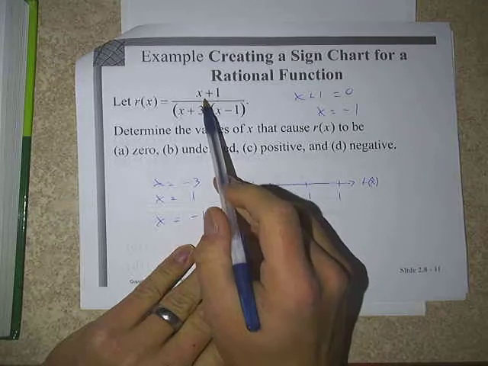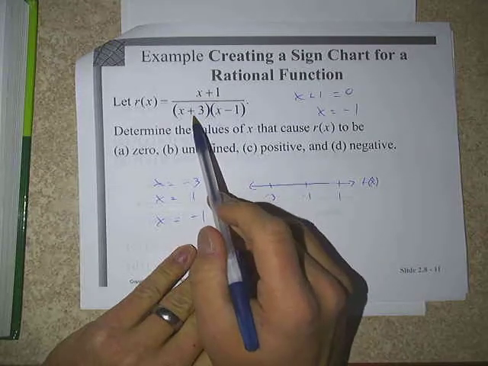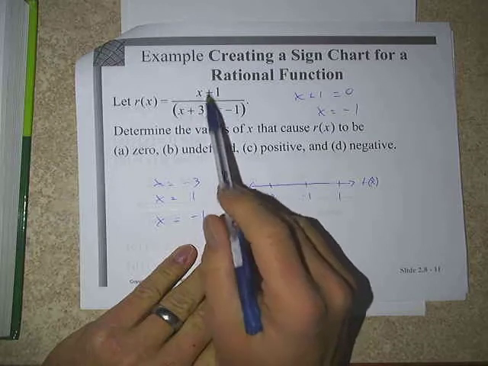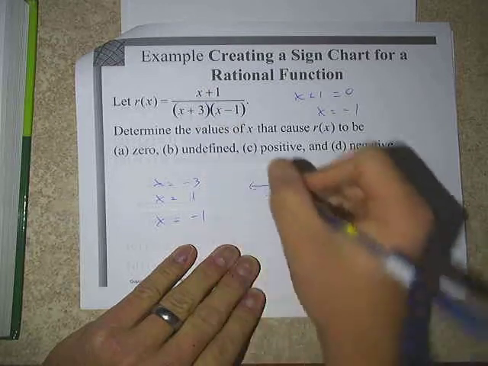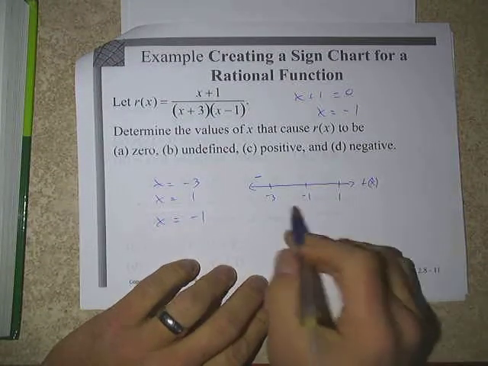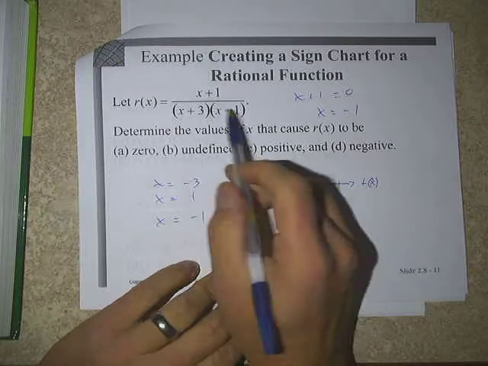So let's start with -4, let's say. -4 would make a negative on top, and on the bottom we'd have a negative times a negative, which would be a positive. So ultimately it would be a negative divided by a positive. Therefore, in that area we'd be negative.